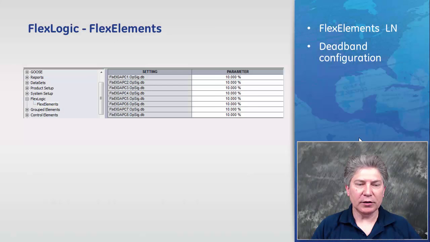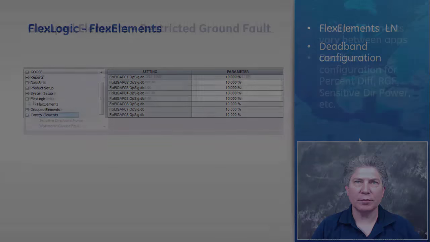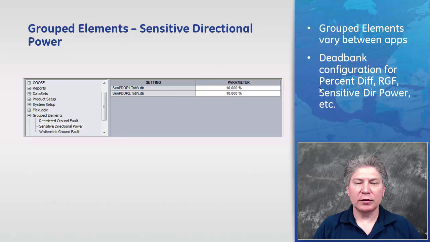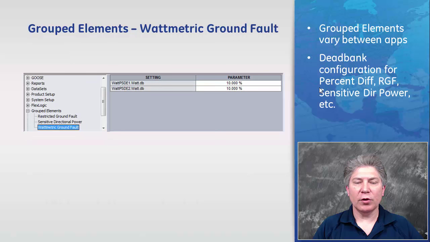Next, we'll take a look at the FlexLogic. Under FlexLogic, we have FlexElements. The FlexElements now have their own logical node. And here we can set up the dead band for the FlexElement operand for GOOSE and reports. Grouped elements vary between the different application types. Here we can see the setup for dead band for protection elements such as the restricted ground fault, the sensitive directional power, the watt metric ground fault. On the transformer ones, we can also see percent differential. So this one here is restricted ground fault, the sensitive directional power, and the next one is the watt metric ground fault.